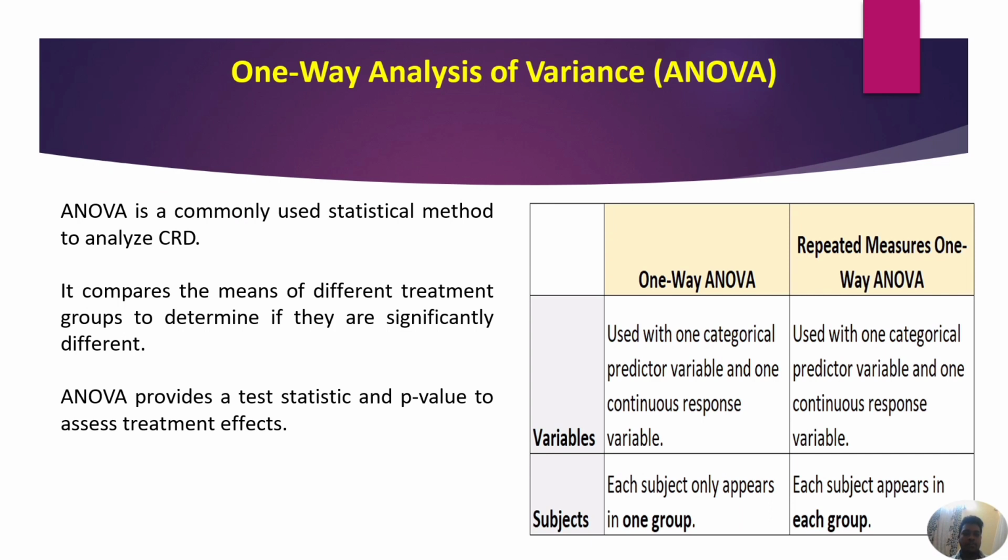One-way analysis of variance, commonly called ANOVA. ANOVA is a commonly used statistical method to analyze CRD. It compares the means of different treatment groups to determine if they are significantly different. ANOVA provides a test statistic and p-value to assess the treatment effects.